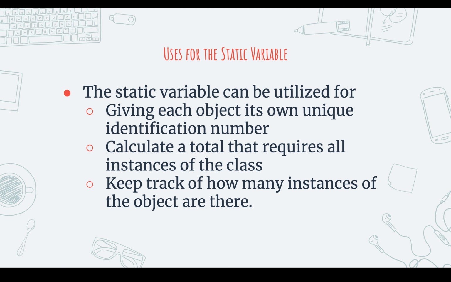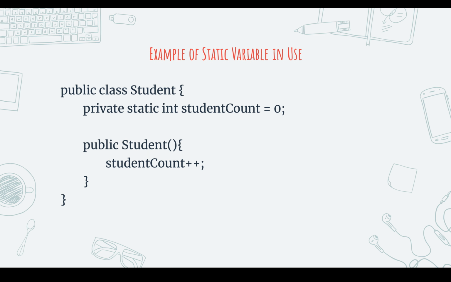A static variable can also be used to calculate the total number of instances that we've created of the class. So if we've created 3 different student objects, how does the computer know that we have 3 different objects? Well, we create a static variable, and whenever an object is created, we increment that value by 1, and all objects, or all instantiations of the class, will share that value. And that's what we mainly use them for: to keep track of how many instances of the objects there are. So we have an example of the static variable in use.